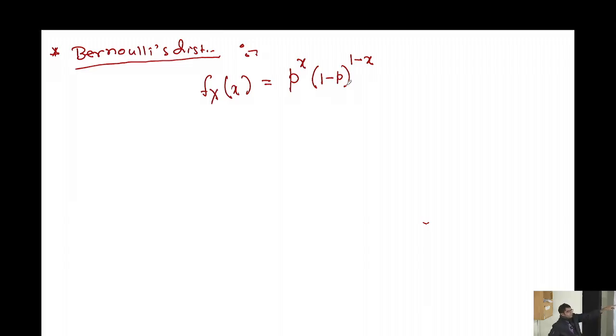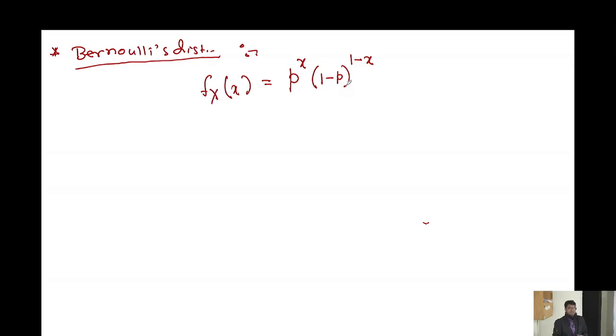If tail is failure, then x equal to 0 is tail, right? And p is the probability of getting a head, and 1 minus p is the probability of getting a tail. So it is basically saying that if you get a head, this should give you p, and if you get a tail, it will give you 1 minus p. If it is unbiased, both will give you half. So this is the PMF of Bernoulli distribution.